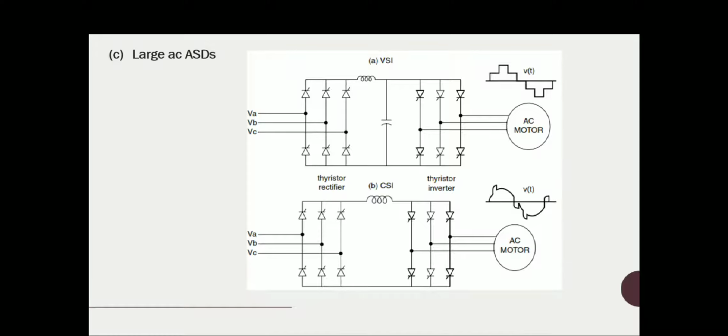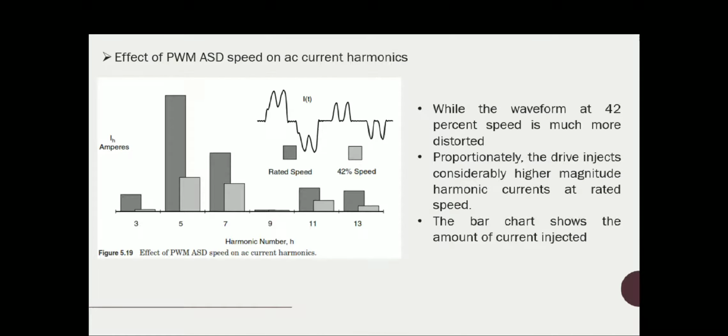So these are the main sources of harmonics in our system. Here you can see the effect of operating conditions, the effect of PWM adjustable speed drive speed on the current harmonics. Depending upon the speed also, the harmonics injection into the system will be different. So there is a definite impact of operating condition. The harmonic current distortion in adjustable speed drives is not at all constant. Actually, the waveform changes significantly for different speed and torque values.